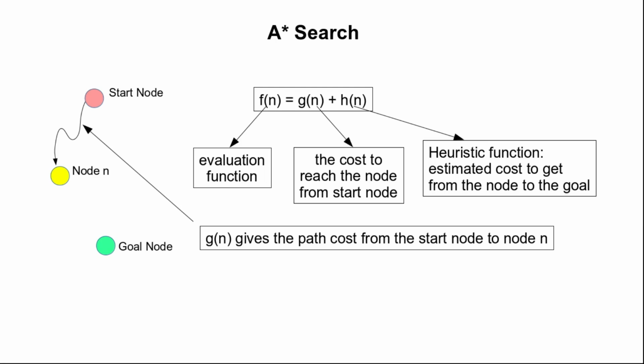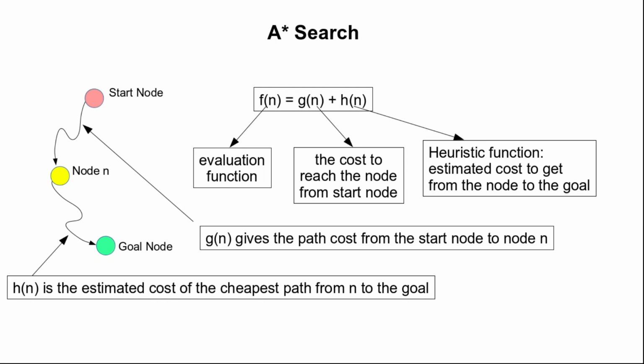But we know that there may be some path which will lead us from node n to the goal node. And since we have not explored this path yet, we will not be able to tell the exact cost of this path. All we can do is estimate that this may be the cost of traveling the path. And we use a function h(n). So h(n) will give us the estimated cost of the cheapest path from node n to the goal.